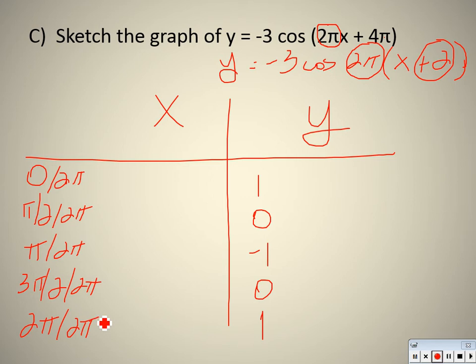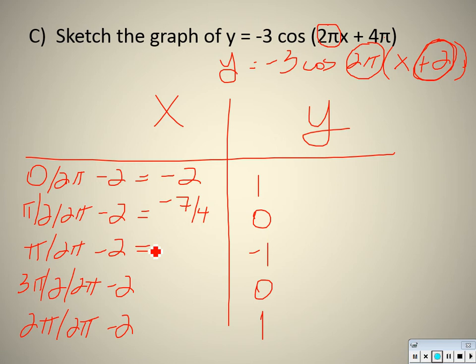Then I have this in the parentheses, this plus 2. So that's taking the graph and it's shifting it to the left 2 units. So mathematically speaking, I want a minus 2 at the end for each one of these. So here when I do 0 divided by 2 pi, that's 0, minus 2 is negative 2. Pi over 2 divided by 2 pi is 1/4, and 1/4 minus 2 is negative 7/4.